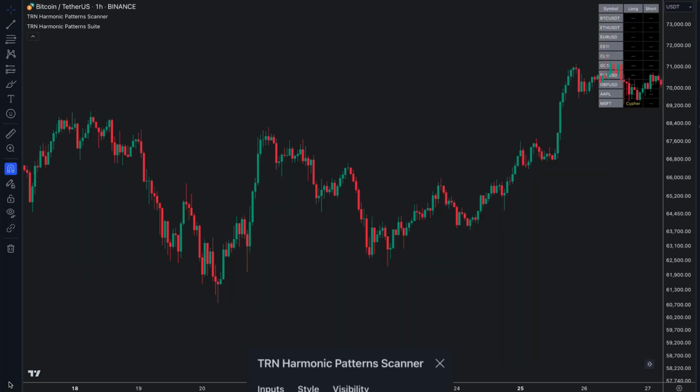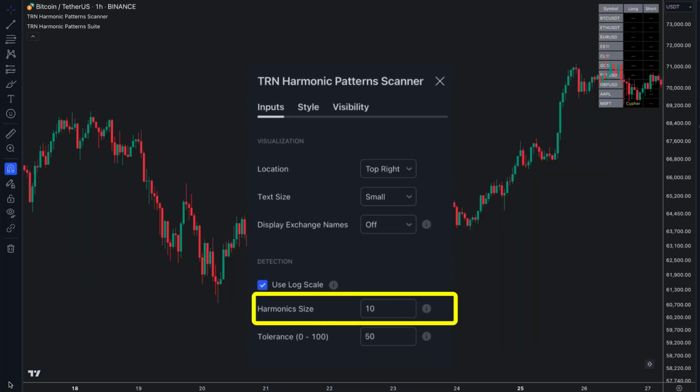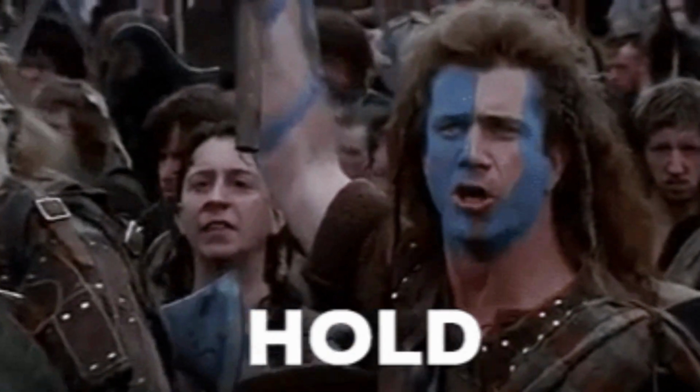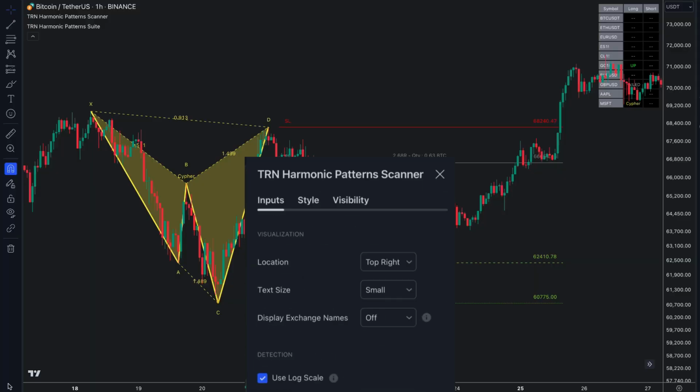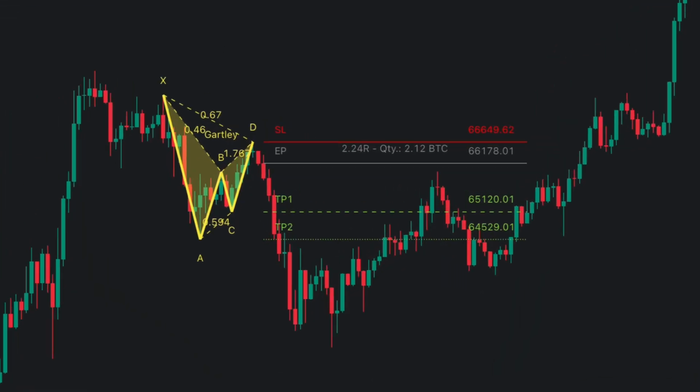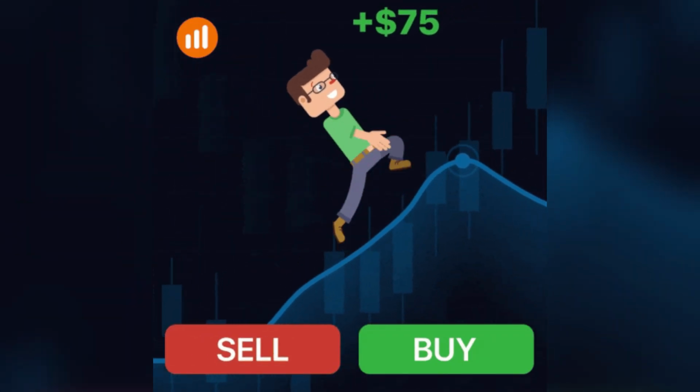In the indicator settings, you can adjust the size of the detected patterns to give maximum flexibility. A larger setting allows the indicator to detect bigger, more significant patterns, ideal for long-term trading strategies. Conversely, a smaller setting results in shorter, more frequent patterns, perfect for traders looking for quick entries and exits.